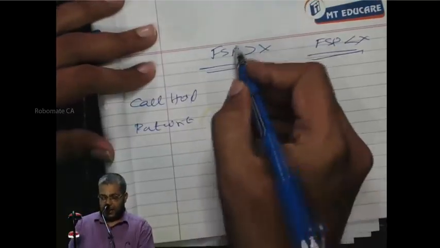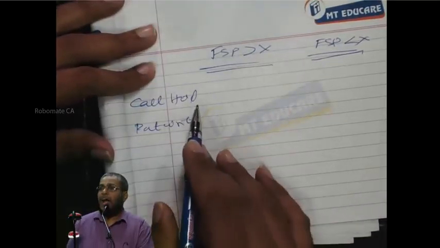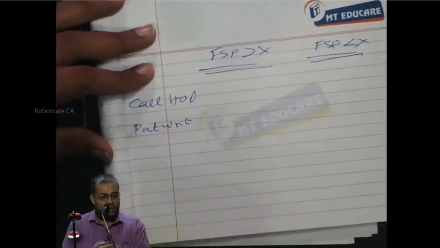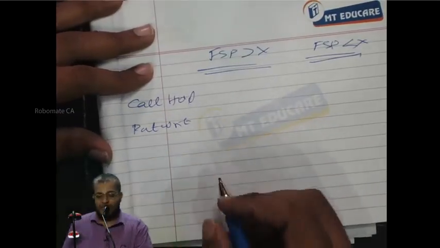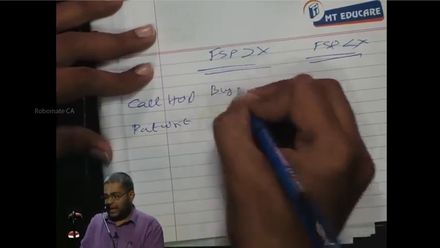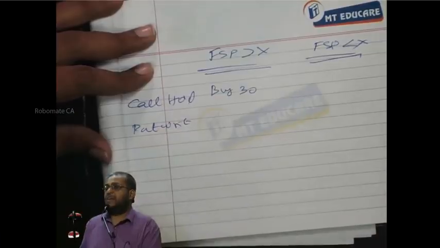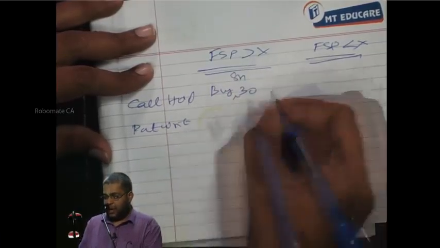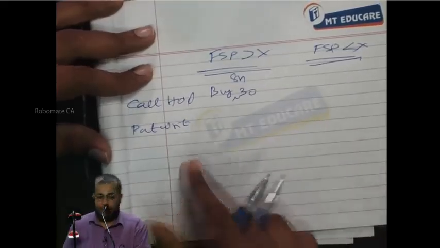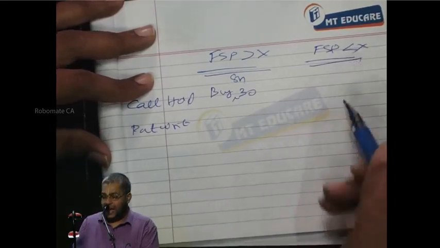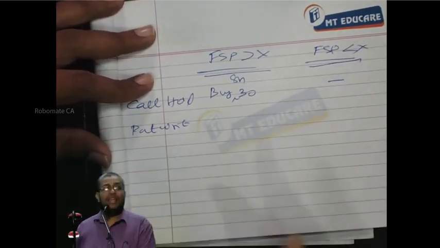I'll exercise the call and buy the share at what price here? Strike price. What is the strike price in this problem? 30. So, I'll exercise the call and buy at 30 rupees strike price. Now, if the FSP is less than the strike price, I allow the call to lapse.